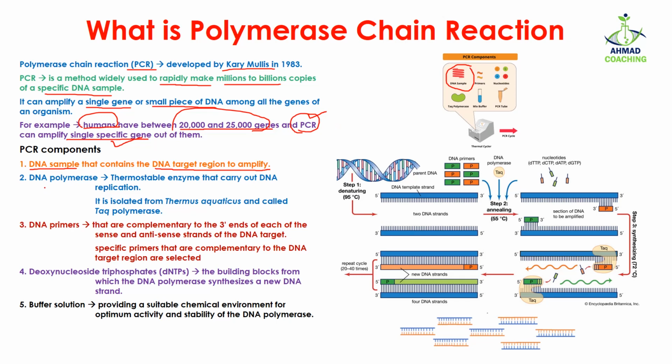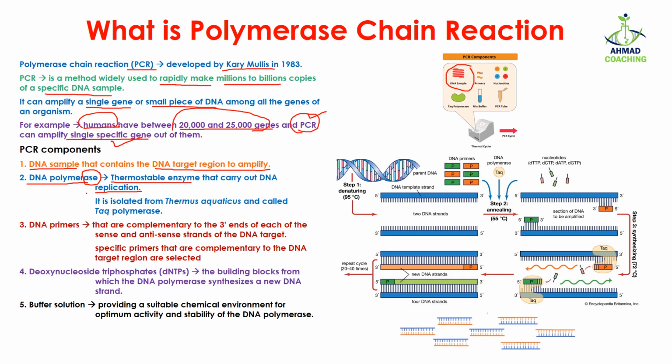After that, I need a DNA polymerase. It is an enzyme which is a thermostable enzyme. Thermostable means that it can withstand the high temperature which is used during the process of PCR. This enzyme is responsible for DNA replication. DNA replication is a process in which one DNA is converted into two DNA, or you can say that this is a process of DNA synthesis.